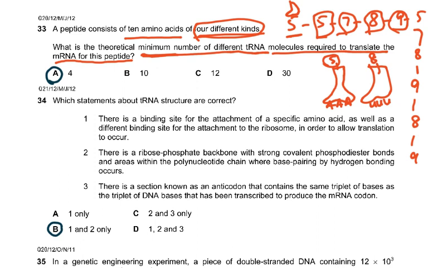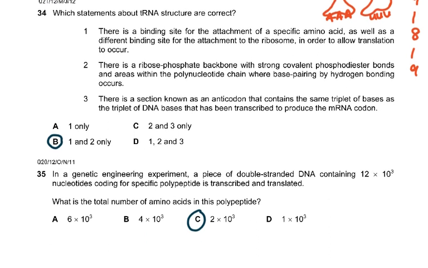So this is amino acid number 5, amino acid number 7. I've just numbered the 20 different amino acids with the different R groups. So there are actually 10 amino acids, but only 4 different kinds, so there'll be 4 different types of tRNA molecules. Then coming on to question number 34.